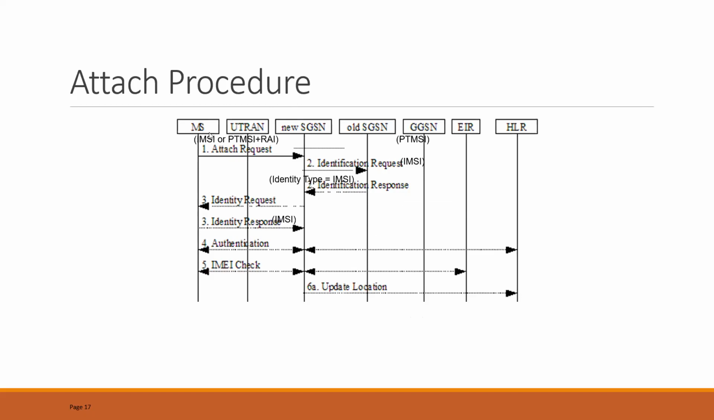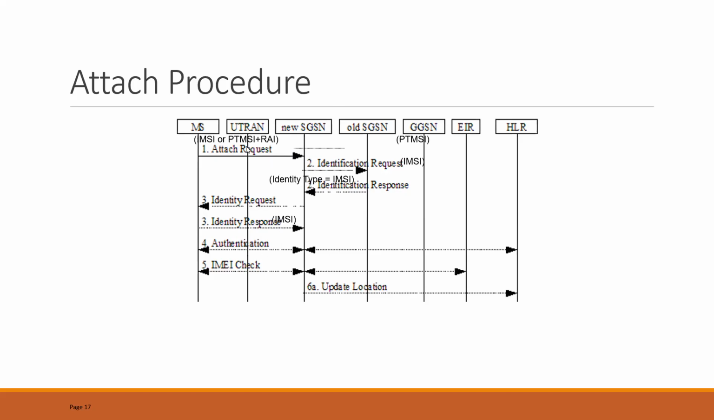In the attach request, it can be an IMSI if you are attaching to the network for the very first time, or if you have been attached previously and you got detached, then you can send a PTMSI and a routing area ID. So what the new SGSN does is that if it is a new request, then this procedure number 2, 3 is not done. It will just go directly towards authentication.